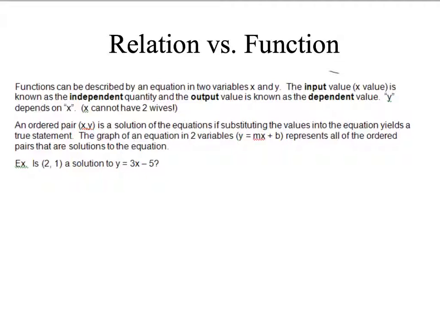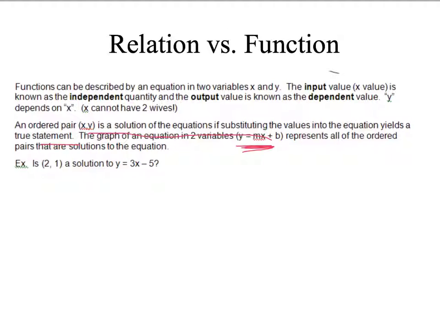Okay, so functions can be described in two variables. We just went over that. An ordered pair, x and y, is a solution if you can plug it in and it gets a true statement. Now the graph of an equation of two variables, y equals mx plus b, represents all the ordered pairs that are solutions to the equation.